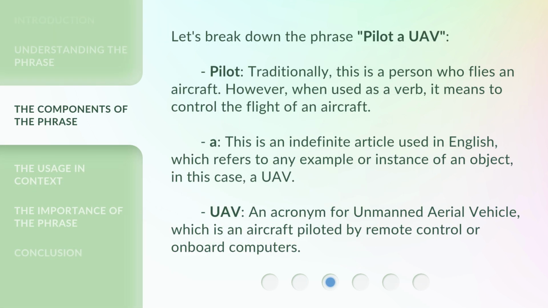Let's break down the phrase "pilot a UAV." Pilot. Traditionally, this is a person who flies an aircraft. However, when used as a verb, it means to control the flight of an aircraft. "A" is an indefinite article used in English, which refers to any example or instance of an object. In this case, a UAV. UAV, an acronym for Unmanned Aerial Vehicle, which is an aircraft piloted by remote control or onboard computers.